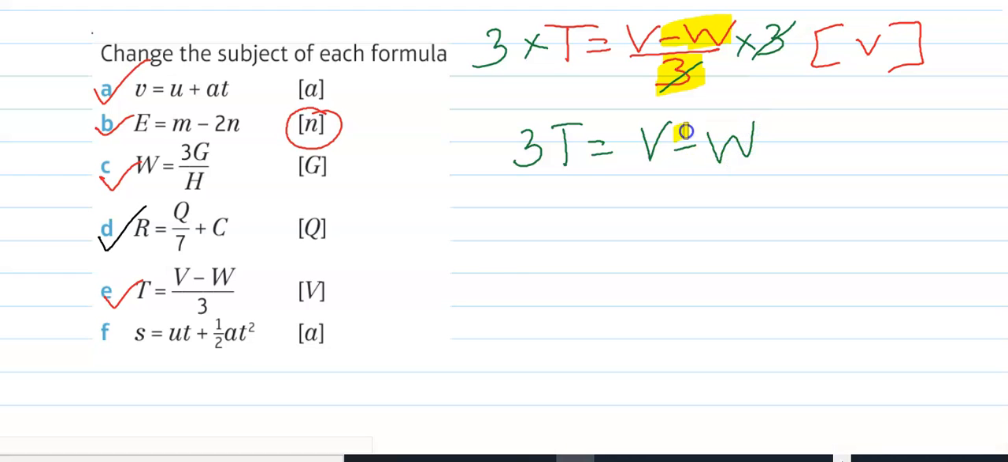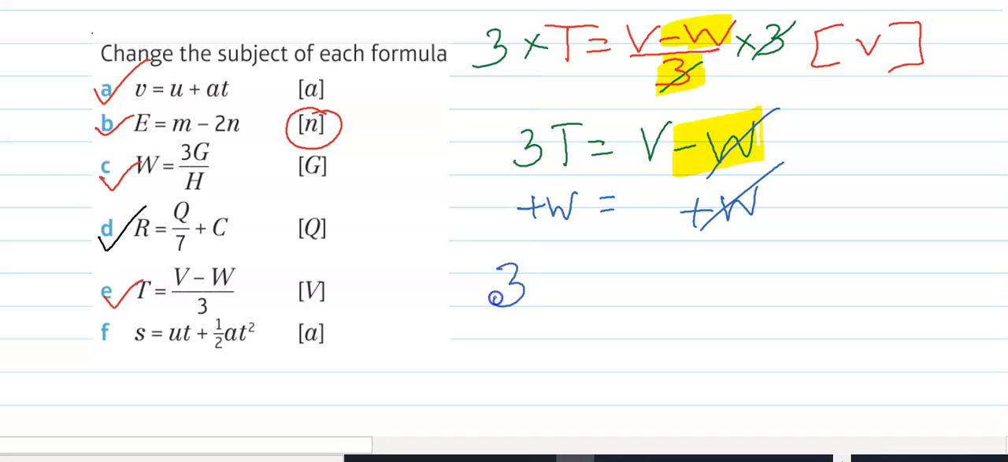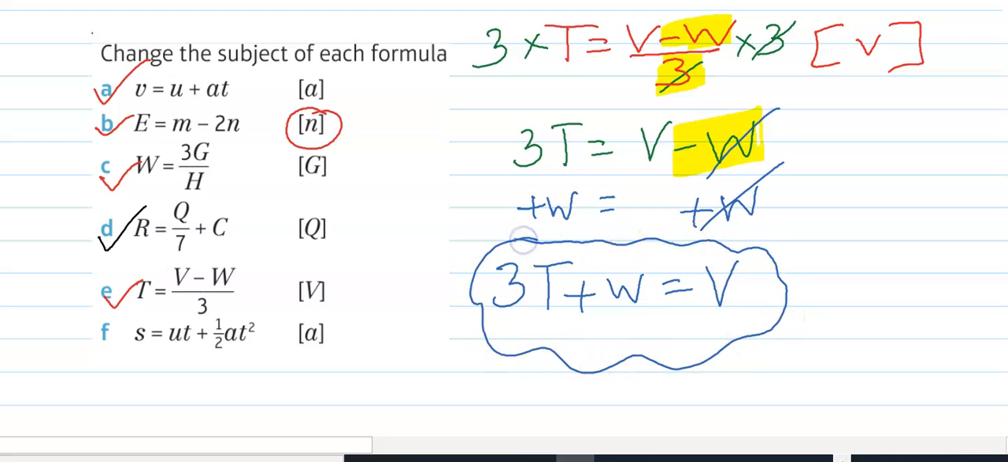Now we need to get rid of this W. Okay. And which sign is W having with it? Minus W. So what we need to do? Plus W here and plus W here. So this is cancelled out. So we are left with 3T plus W equal to V. So here V is the subject.